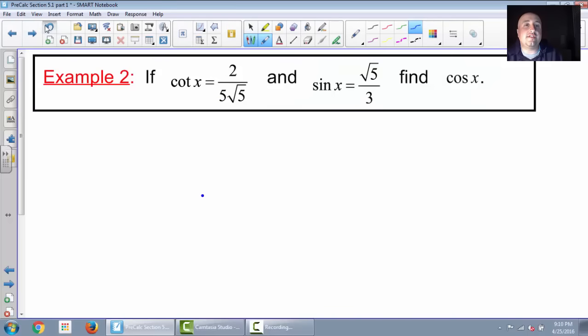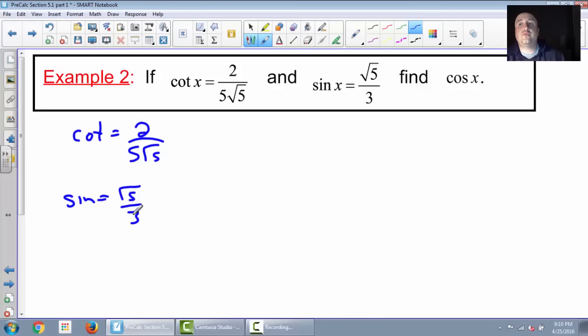It says if cotangent, so I'm going to write this over here. We know cotangent is equal to 2 over 5√5, and we know sine is equal to √5 over 3. And what we were looking for is cosine.